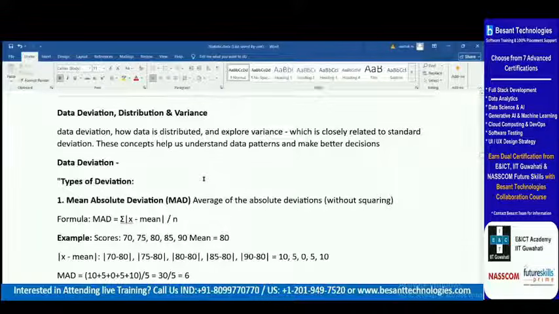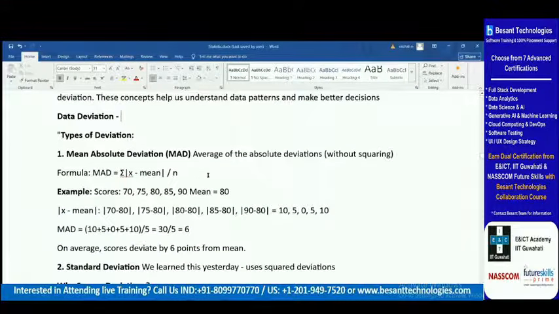Okay, so in this topic, we can explore how your data is deviated, how data is distributed, and how to explore this variance. It is also closely related to your standard deviation. After calculating your standard deviation, you can just calculate your variance. This concept helps us to understand whether the data patterns are consistent, and to make better decisions for your data set, you'll need certain things. All these three topics will help us to explore that.